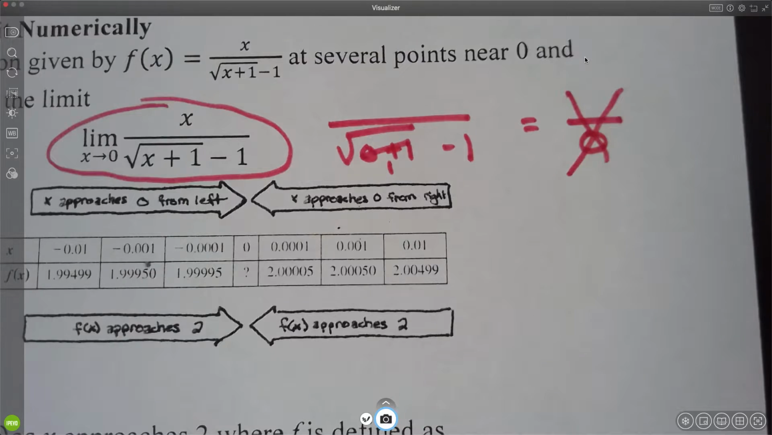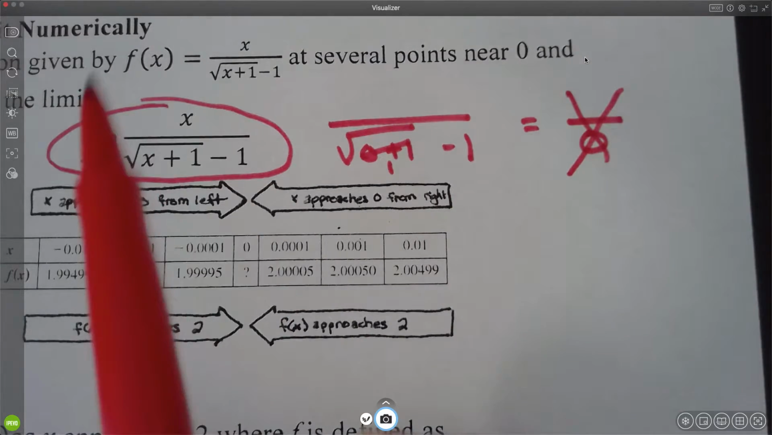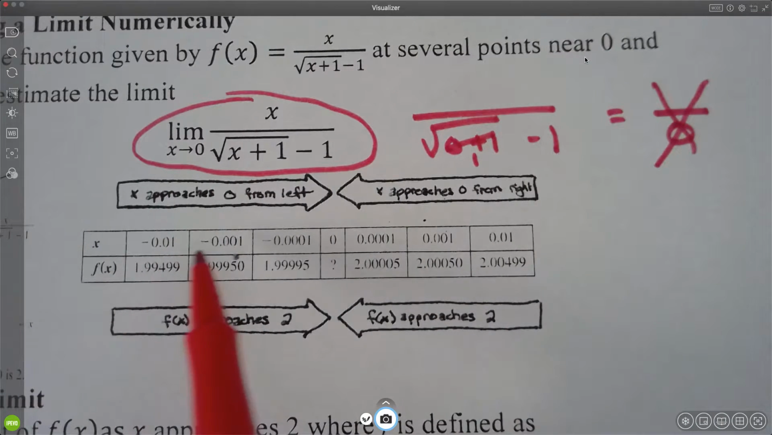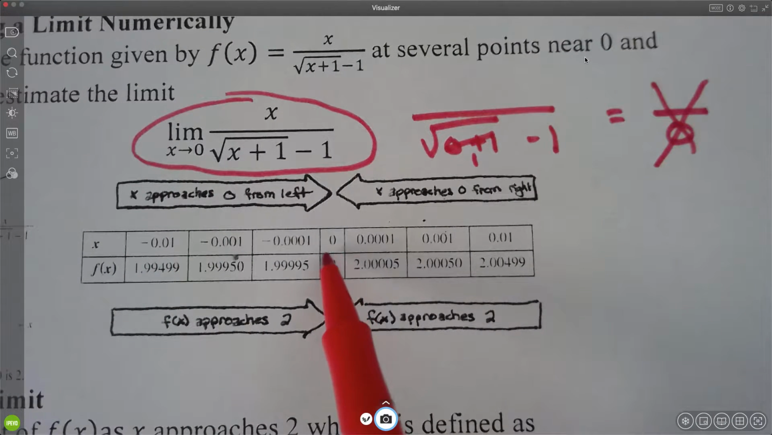So we're looking at the behavior on either side of this number. We started plugging in numbers that are really, really close to 0 on the left side and really, really close to 0 on the right side.